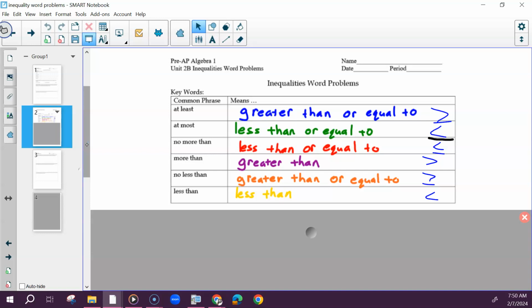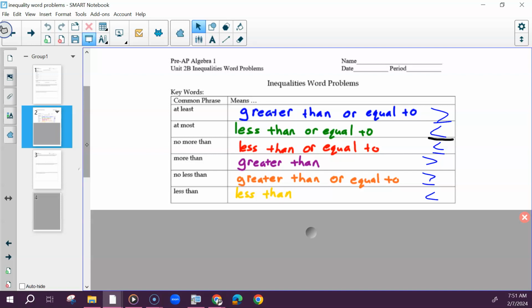At least is greater than or equal to. So if I said I want to make at least $50 for the day, I want to make $50. If I make more than that, that's great, but my goal is $50. At most is less than or equal to. I have at most 30 desks in here. I have 30 desks. I don't have more than that, but I could have less than that.